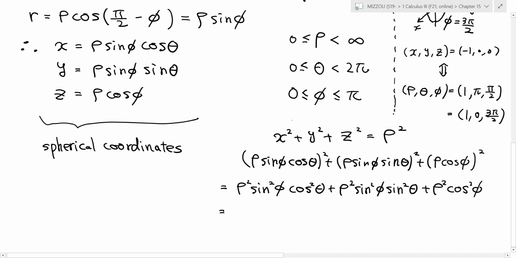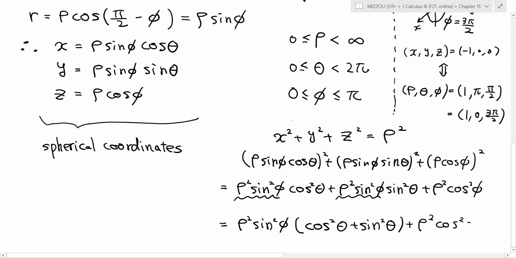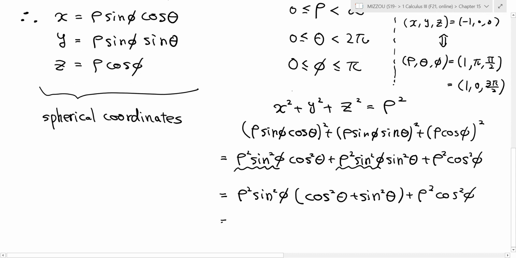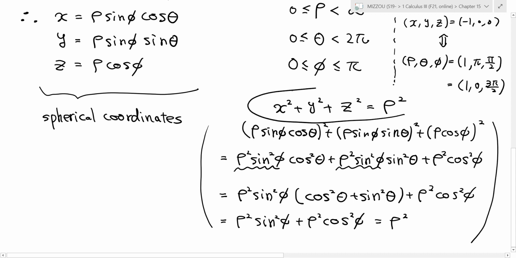Then you can just factor out those, and you get rho squared sine squared phi (cosine squared theta plus sine squared theta) plus rho squared cosine squared phi. And cosine squared plus sine squared is equal to 1, so this is just rho squared sine squared phi plus rho squared cosine squared phi. Then by factoring out rho squared, you see sine squared plus cosine squared, and that's equal to rho squared. So you can directly verify this. But in any case, you may consider this as part of the formulas for the spherical coordinates.